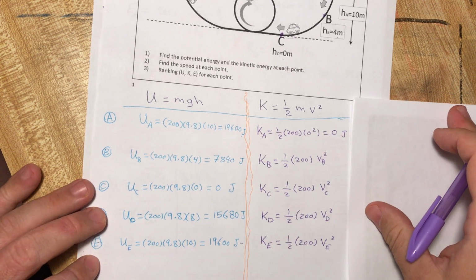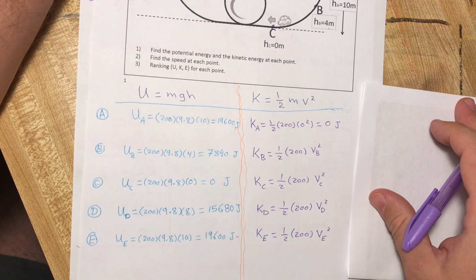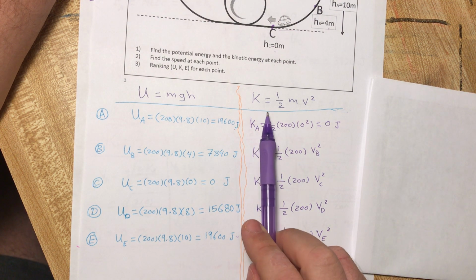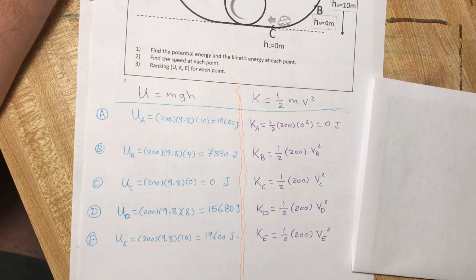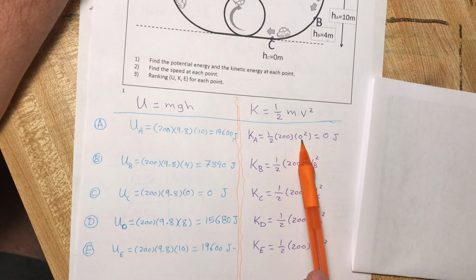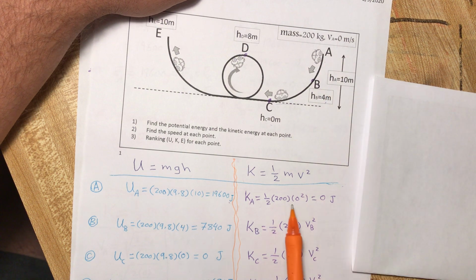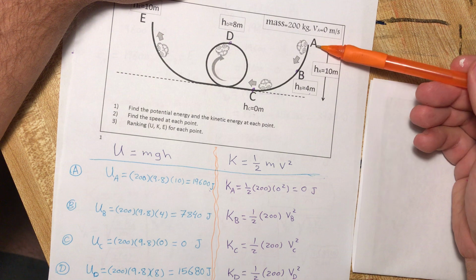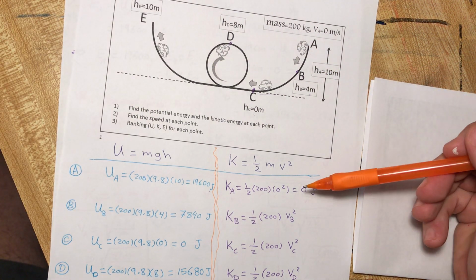Now let us start to find the kinetic energy. The kinetic energy at the point A is equal to half multiplied by the mass multiplied by the velocity at that point, vA. vA is 0. Okay, then the kinetic energy is equal to 0 at the initial point, which is A. And that is logical because the velocity is 0.